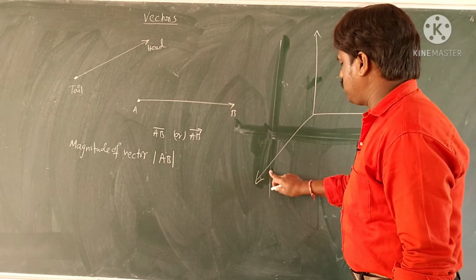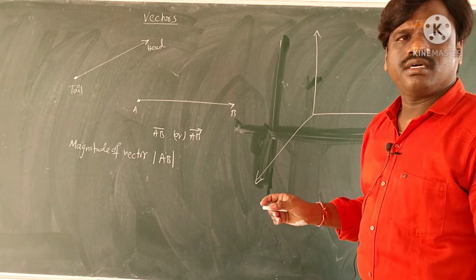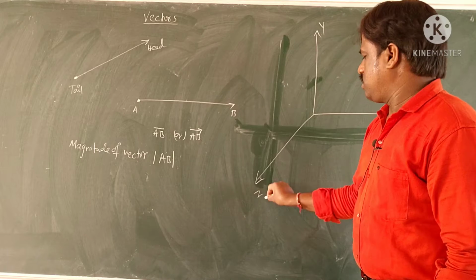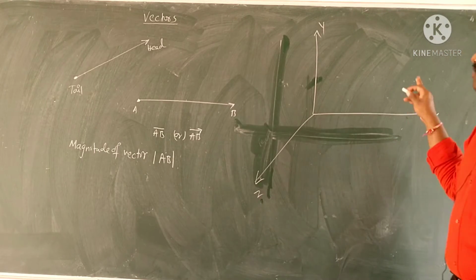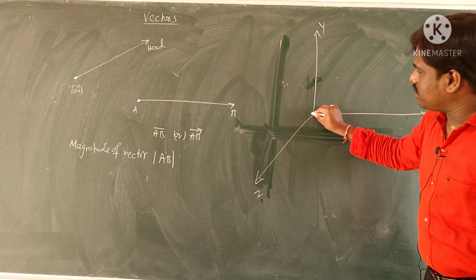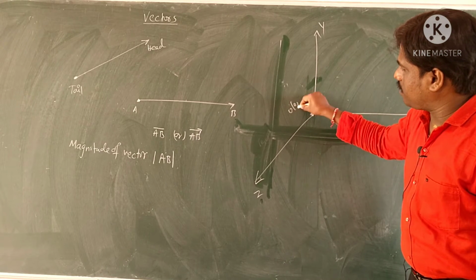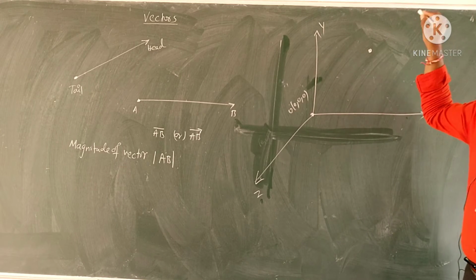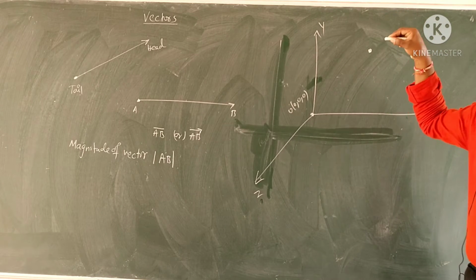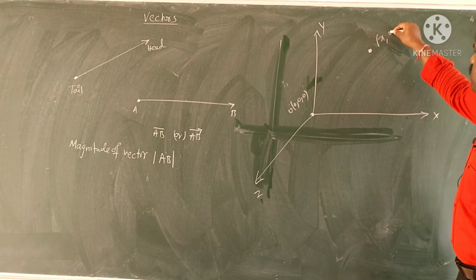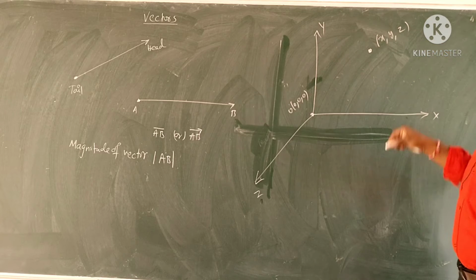This is the Z axis. You can take from anywhere. If this is X, this is Y, this is Z, any point, this point is O (0, 0, 0). If I take any point in the space, suppose X, Y, Z.